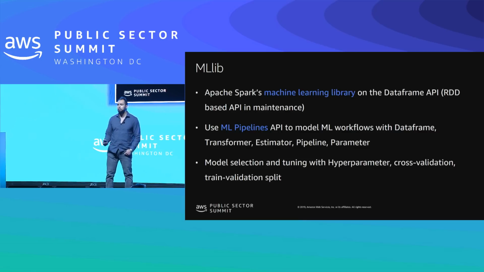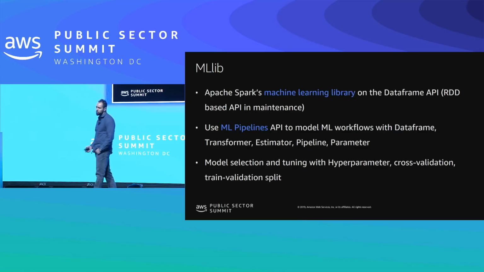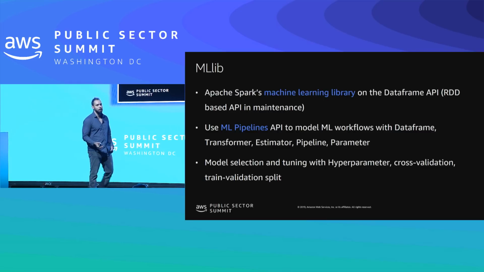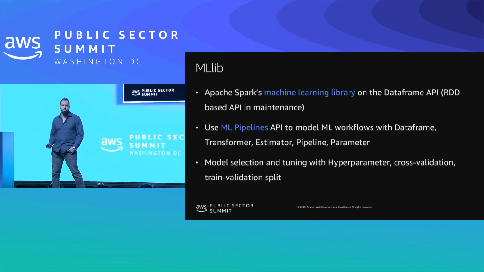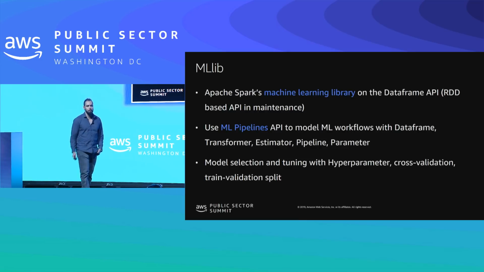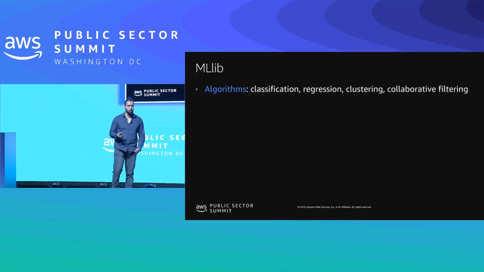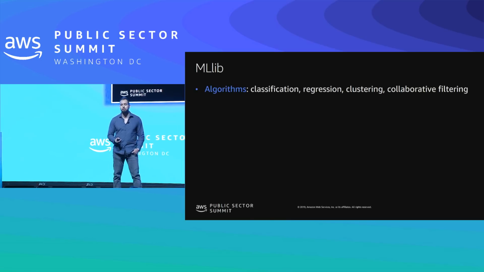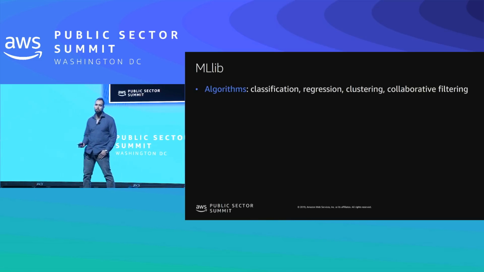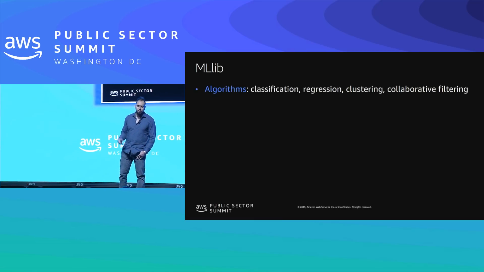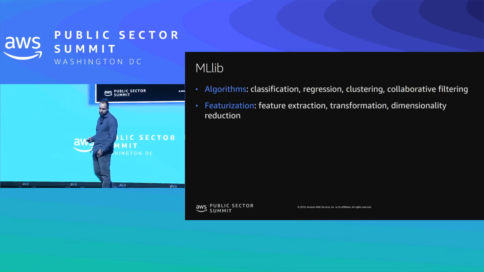On top of that, with MLlib, you also have the ability to do model selection, as well as tune your machine learning application with hyperparameter tuning. You can also do cross-validation and train-validation split for this. Let's still talk about the components of MLlib. Another thing about it is that it provides various different algorithms. With Spark MLlib, you can use algorithms for classification, regression, clustering, as well as collaborative filtering.